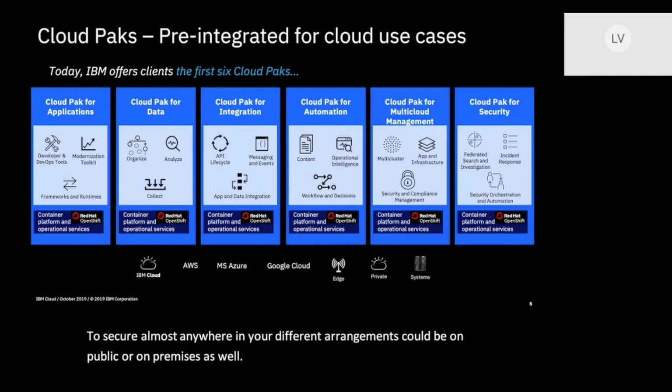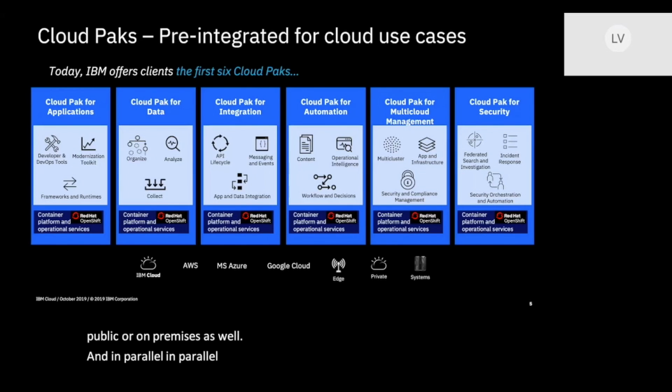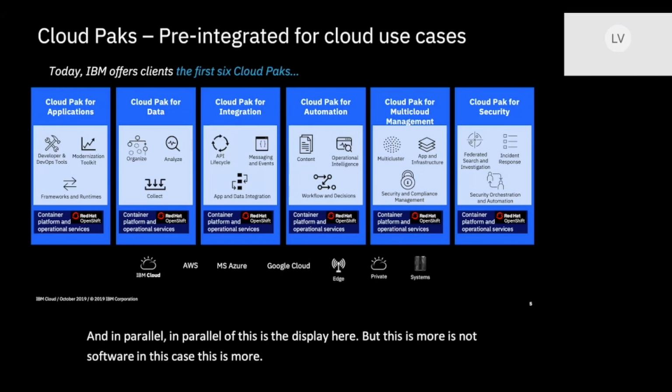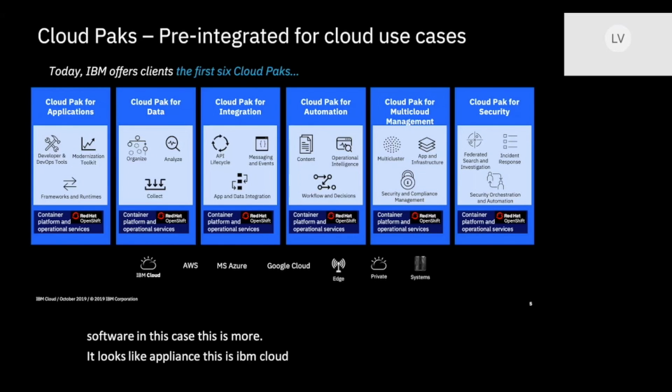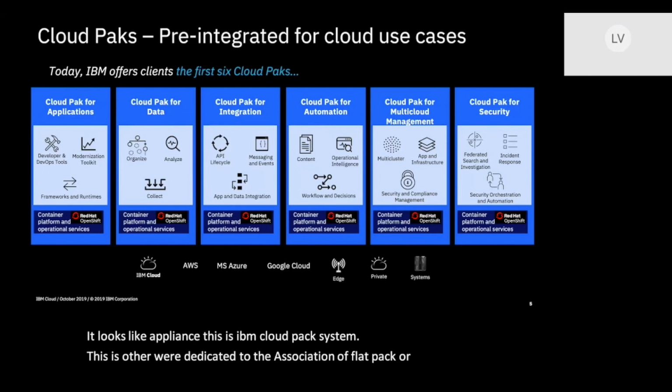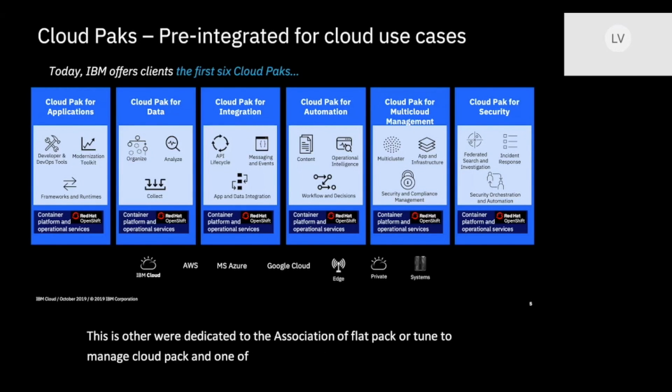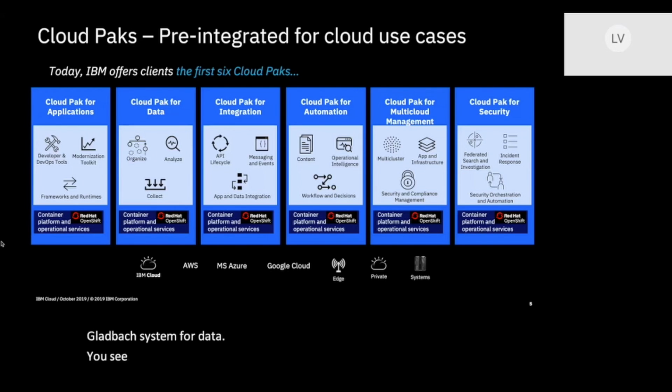And in parallel to this, is the display here, but this is more, it's not software in this case, it looks like an appliance. This is IBM Cloud Pak System. This is hardware dedicated to the instantiation of Cloud Paks or tuned to manage Cloud Paks. And one of them is Cloud Pak System for Data. There is a dedicated environment for Cloud Pak for Data, hardware for Cloud Pak for Data, tuned for Cloud Pak for Data.